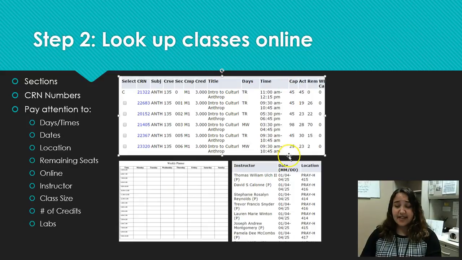Class size is something else to note. In this capacity column here, you can see these first few classes all can hold 45 people. This section 3 class here has 98. That's a big class. You might prefer a big class, or maybe you want more of a traditional sized class. So maybe section 6 here is more up your alley because it can only hold 25 people.